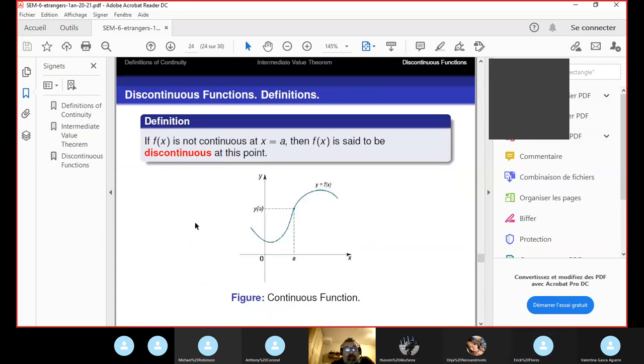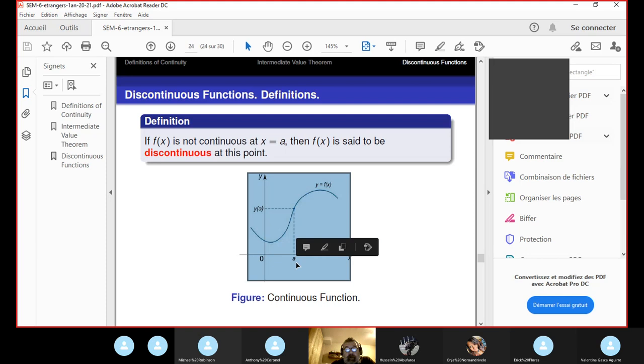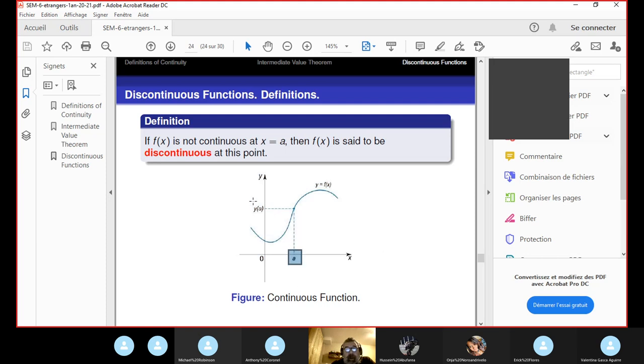So the next point of our talk, of our seminar, is the so-called discontinuous function. So we have some ideas about continuous function, but we have also to study the discontinuous one. You see, as for the continuous function, here you have a graph where if I take my point a, then I will have the value of my function y equals f of x, which is f of a, or y of a, same thing.